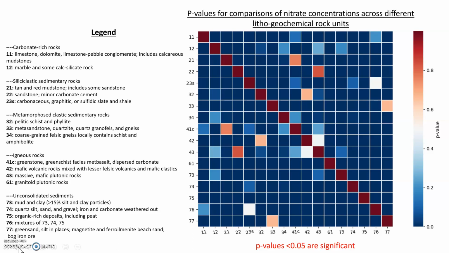Using a significance level of 0.05, I can see that with the lithogeochemical units, the majority have a significant difference in nitrate loads. The units that aren't different might both be non-reactive towards water or have other similar properties. Further investigation is needed to determine the exact cause. In the plot here, the darker blue colors represent significantly different nitrate loads.